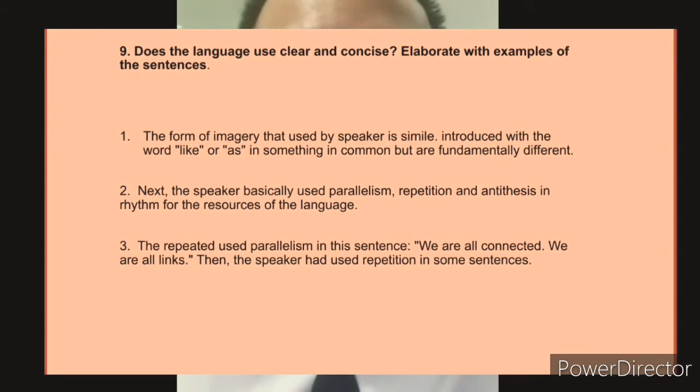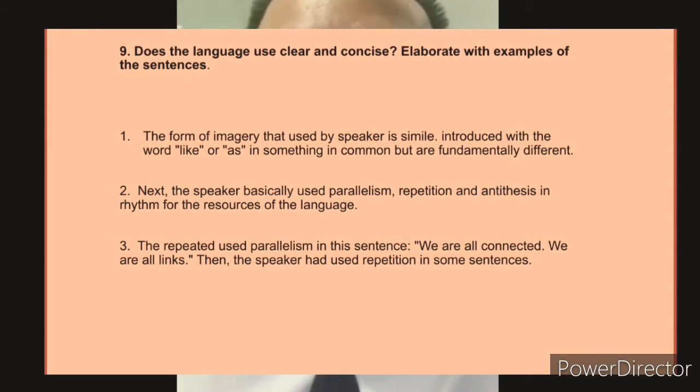Question 9 and question 10. Question 9. Is the language used clear and concise? Elaborate with examples of the sentences. The form of imagery used by the speaker is simile, introduced with the word like or as, comparing things that have something in common but are fundamentally different.